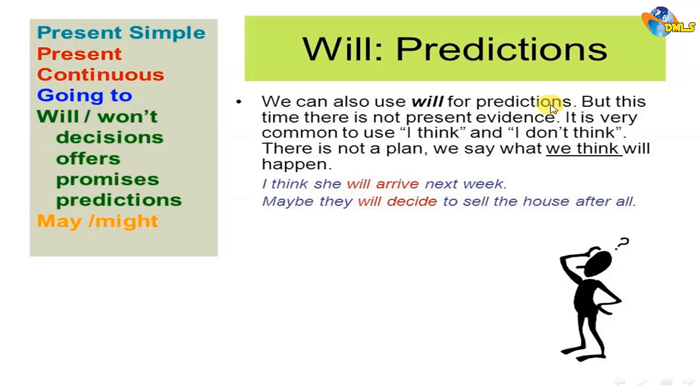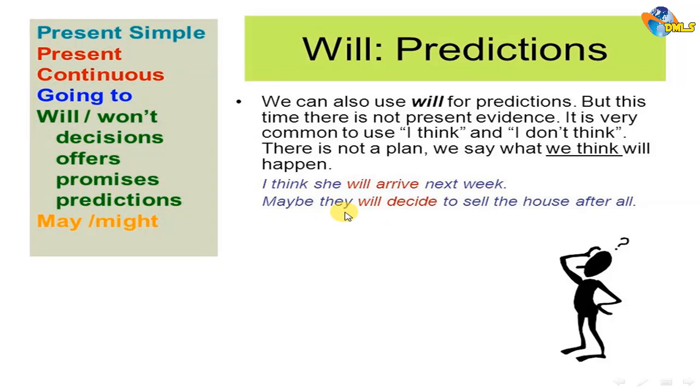We can also use will for predictions, but this time there is no present evidence. It's very common to use I think and I don't think. There is no plan. We say what we think will happen. For example, I think she will arrive next week. She has no plan. She didn't plan that she will arrive next week. Nothing, just an idea. Just I think she will arrive next week.